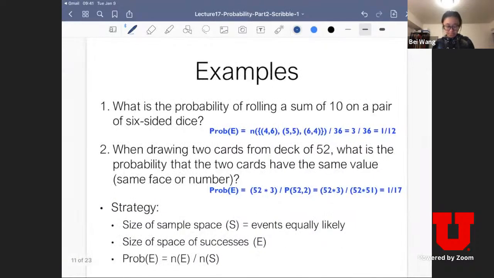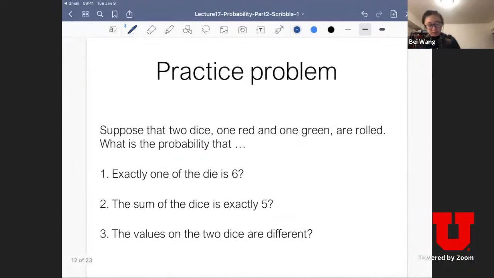Now let's look at the next question. Suppose that you have two dice, one is red and one is green, and both are rolled. What is the probability that exactly one of the dice is a 6? And what is the probability that the sum of the dice is exactly 5? And what is the probability that the values on the two dice are different? So again, please pause the video and try to solve this on your own. Okay, so let's do this together.